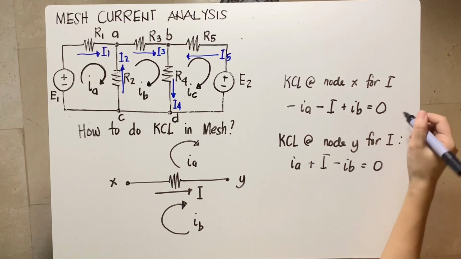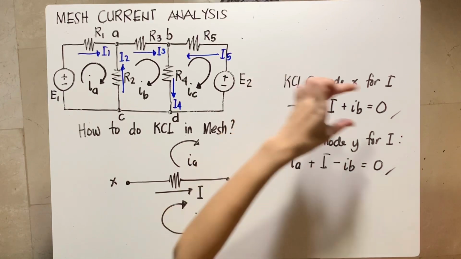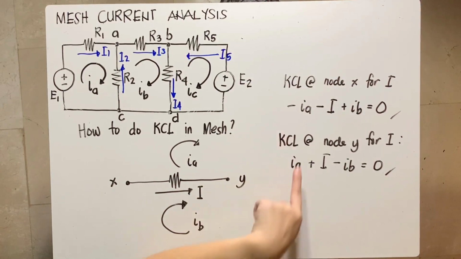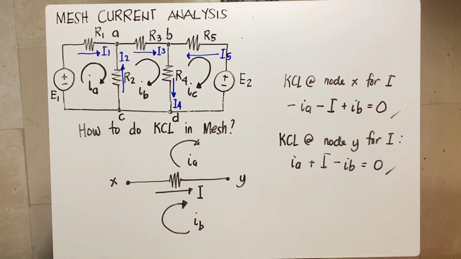If you're going to notice, these two equations are the same if you try to multiply this by -1. Both sides. So this will be positive, this will be positive, this will be negative, still 0. So parehas lang. And that's how you do mesh current analysis.